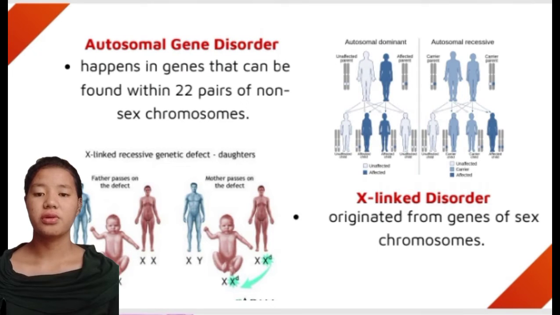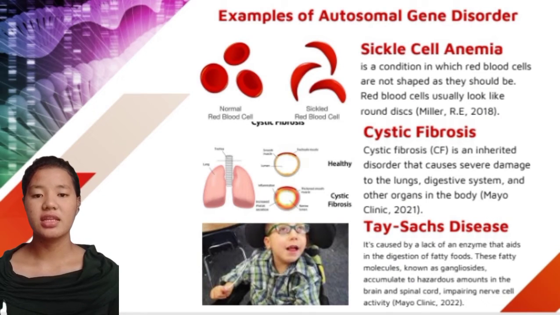The autosomal gene disorder happens in genes that can be found within the 22 pairs of non-sex chromosomes. Examples of autosomal gene disorders are sickle cell anemia, cystic fibrosis, and Tay-Sachs disease. Sickle cell anemia is a condition in which red blood cells are not shaped as they should be. Cystic fibrosis, or CF, is an inherited disorder that causes severe damage to the lungs, digestive system, and other organs in the body. Tay-Sachs disease is caused by the lack of an enzyme that aids in digestion of fatty food.